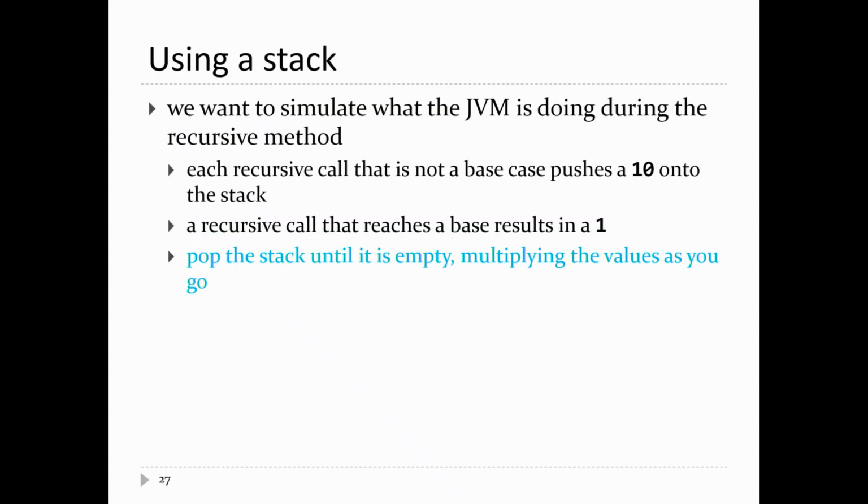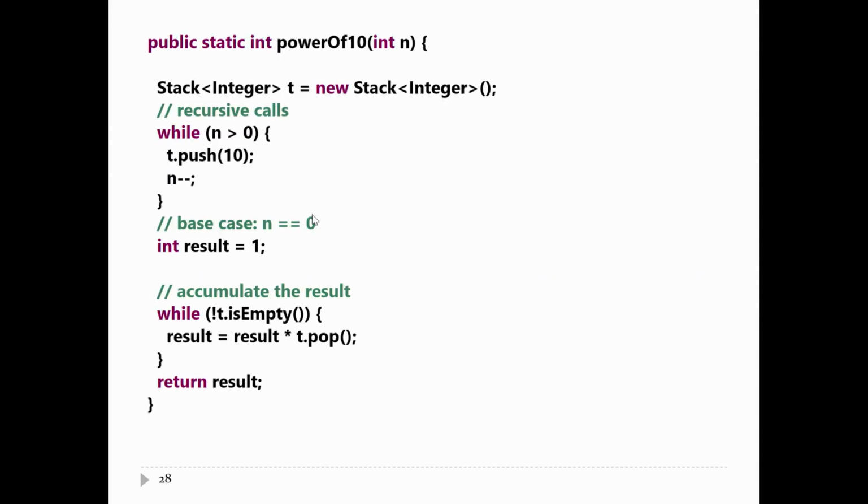So pop the stack until it's empty. Every time I pop the stack, that's like returning from the recursive method. So I'm going to multiply the result by the value that's popped off the stack. So while the stack is not empty, pop the stack, multiply it by the result, and put it back into the result. When the stack is empty, you're done. You've got your result.